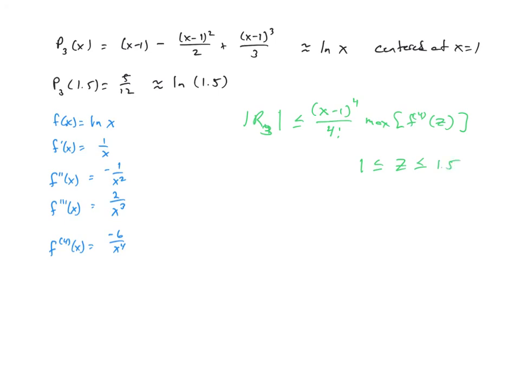Okay, so what I did on this one is I went through and calculated my derivatives. Now sometimes depending on the problem, this one's a little bit easier because I only had to go to the 4th derivative, and I can see that the 4th derivative, working our way through, is going to be negative 6 over x to the 4th.